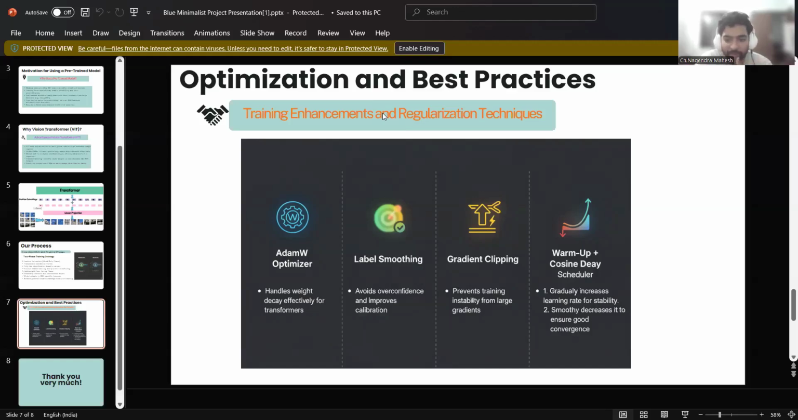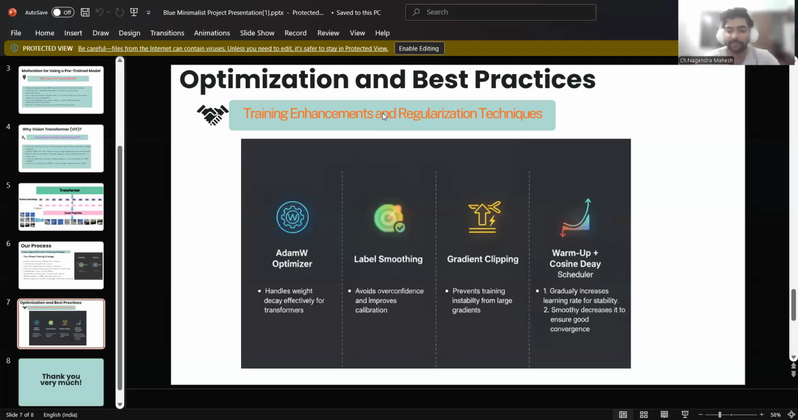Another thing is gradient clipping. Sometimes gradients can be very large and they can tend to move erratically along the graph. So to prevent it, we use gradient clipping. This limits the maximum gradient value and ensures a smooth learning curve.